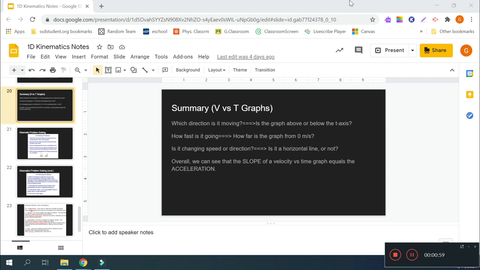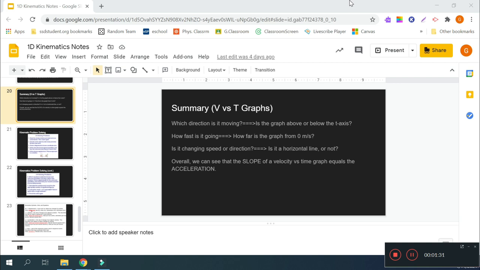If it's above 0, then it's moving in the positive direction, and if it's below 0, then it's moving in the negative direction. If we want to know how fast it's going, the question to ask yourself is, how far is the graph from 0? Because remember, 0 is the slowest you can possibly go, 0 meters per second, and that's in the middle on the horizontal axis. So the farther you are away from 0 meters per second, the faster you're going, whether in the positive or the negative direction.